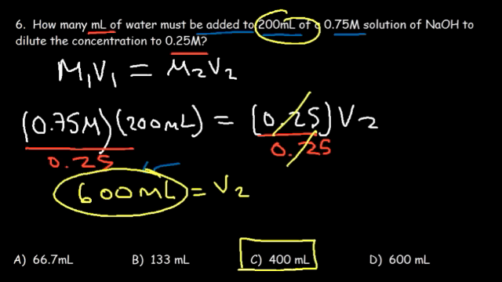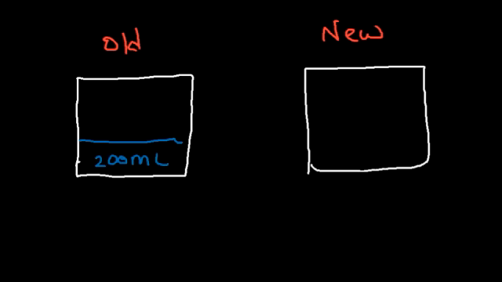So now let's make sense of this problem. So we know answer choice C is the correct answer. But here's the original solution. And then this is going to be like the diluted solution. So this is the old, and this is the new one. So originally the volume was about 200, and the concentration was 0.75.